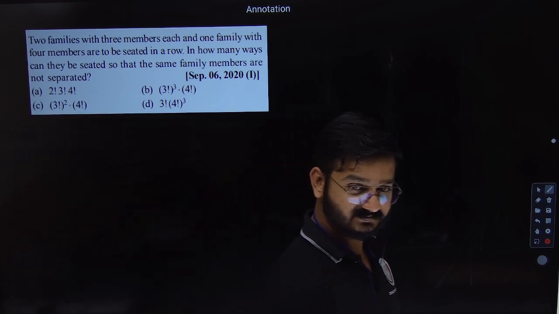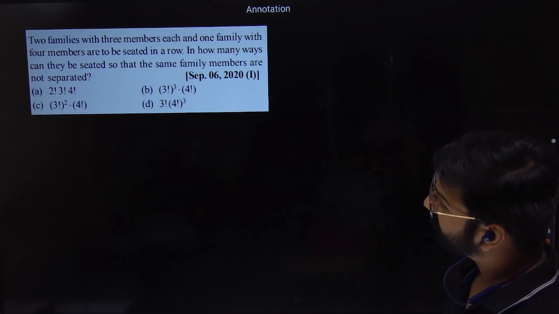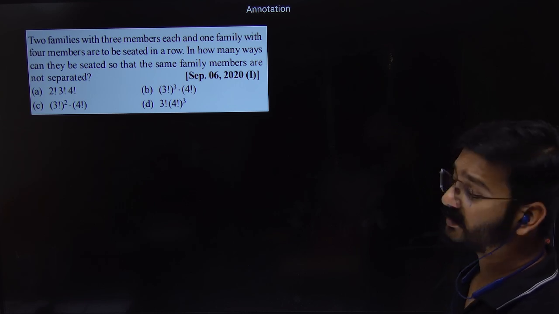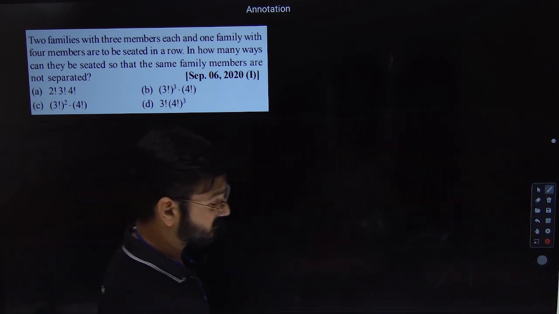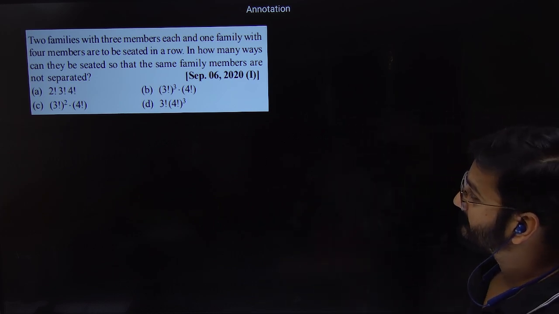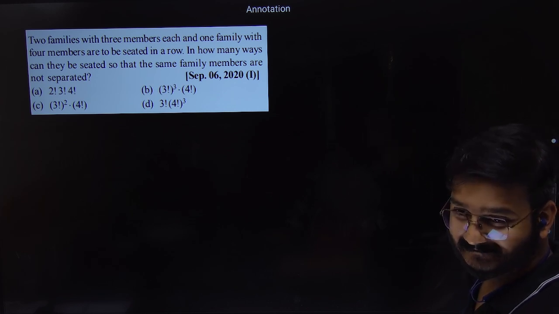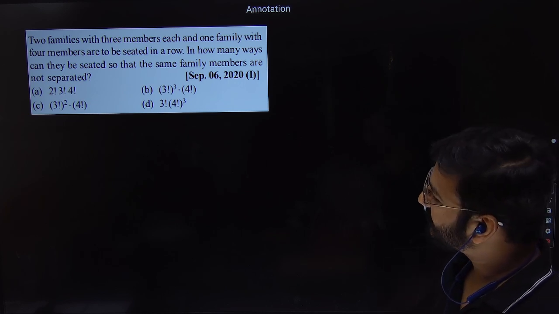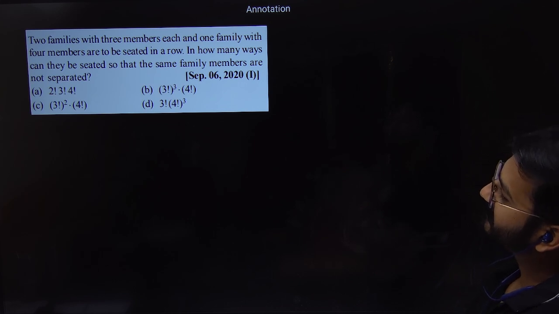Okay. So all of you read the question? Two families with 3 members each and one family with 4 members are to be seated in a row. In how many ways can they be seated so that same family members are not separated? Anyone with the answer? Option A. Okay. All options look similar. No? Logically, it should be C.